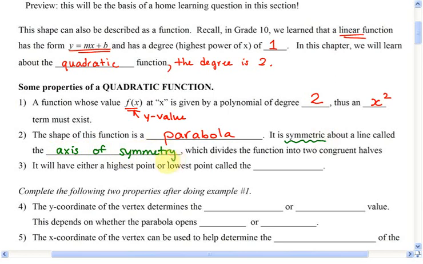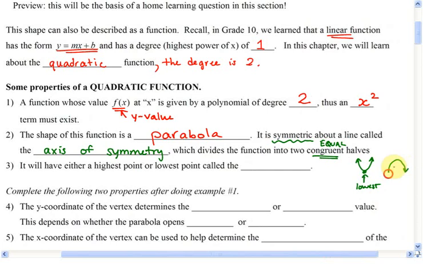So this axis of symmetry will divide the function into two congruent, and another word for congruent just means equal, halves. And the third point I want to do before we go on to the rest is that it actually has a highest point or a lowest point. So if I were to draw my parabola this way, you see how there's a lowest point? And if I were to draw it upside down like this, can you see how there's a highest point? Well, we have special names for that too. We call it the vertex.